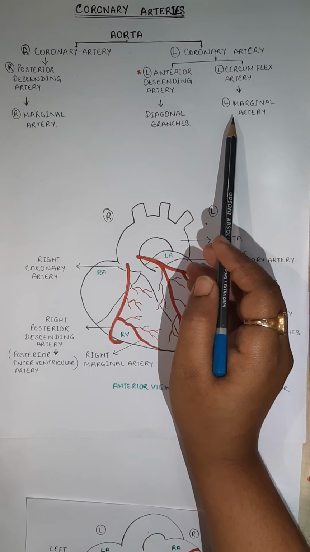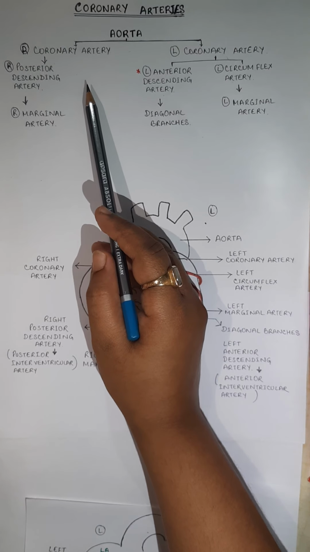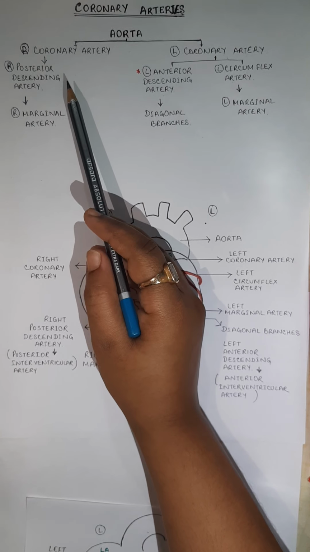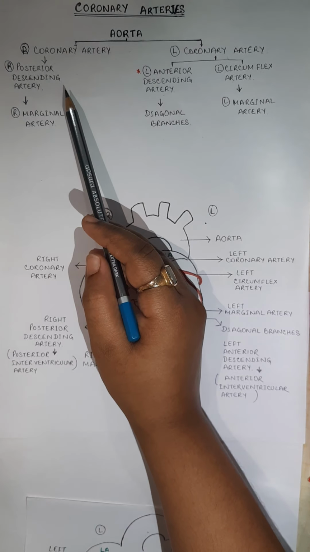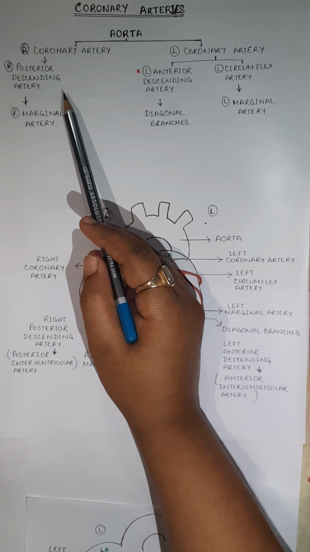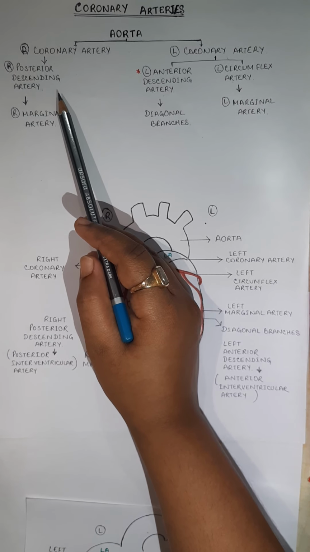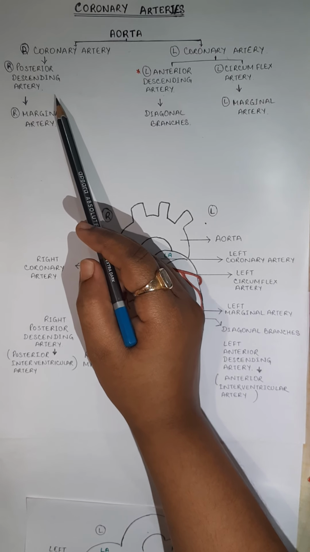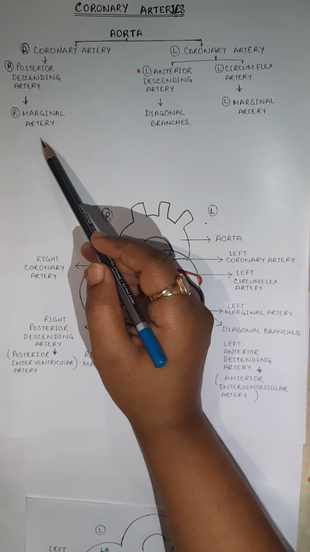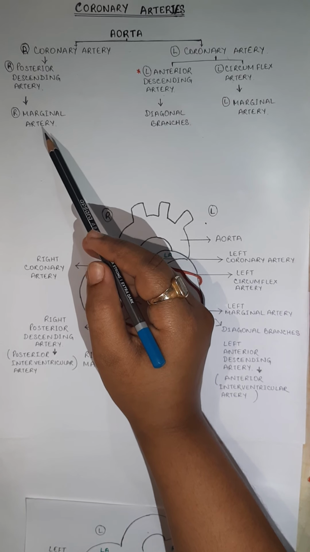Okay. Now coming to the right coronary artery, it gets divided into the posterior descending artery. The name itself says it goes posterior to the heart, and then it descends downwards. This artery further divides into the marginal artery, which again gives blood flow to the margins of the heart on the right side.